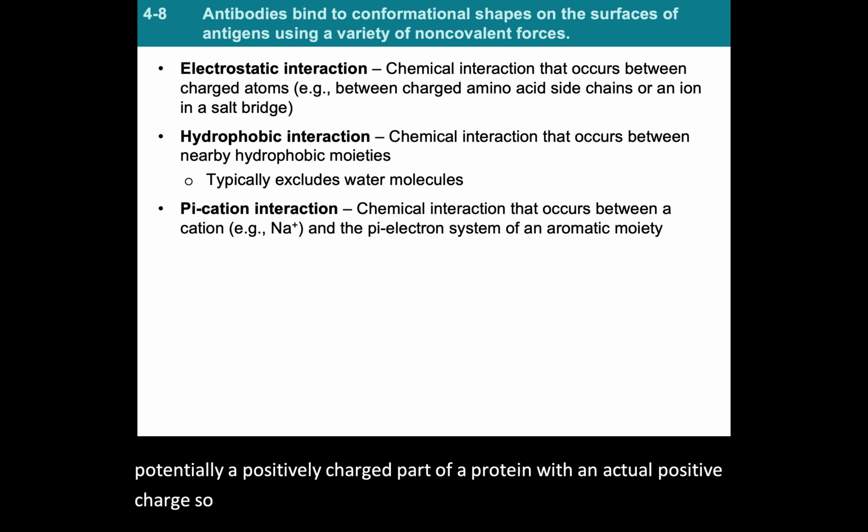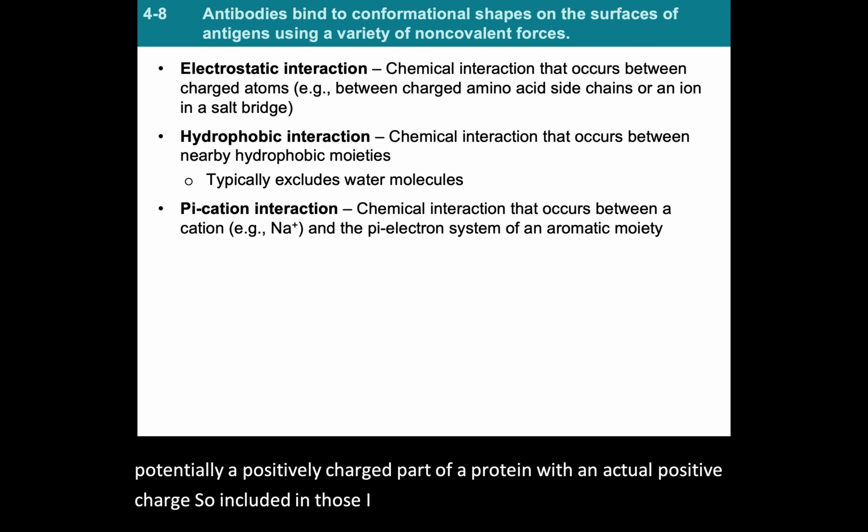Included in those electrostatic interactions, you're going to have your dipole interactions, which are going to be things like hydrogen bonds. And it's mostly hydrogen bonds and hydrophobic interactions that drive antibody binding. But the exact combination is going to be different for every antibody-antigen pair.